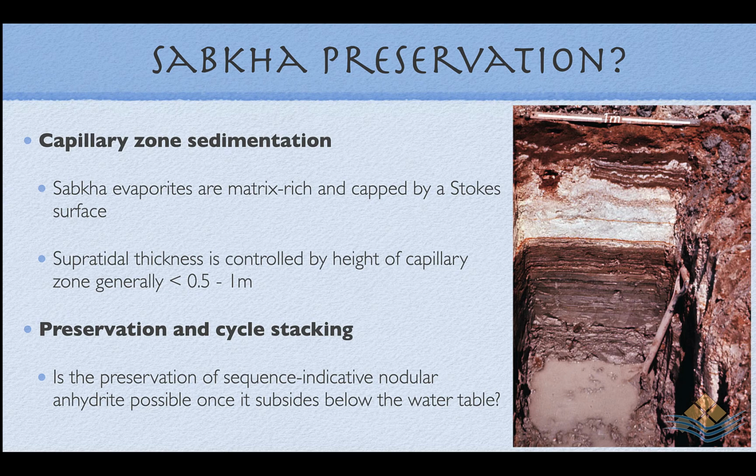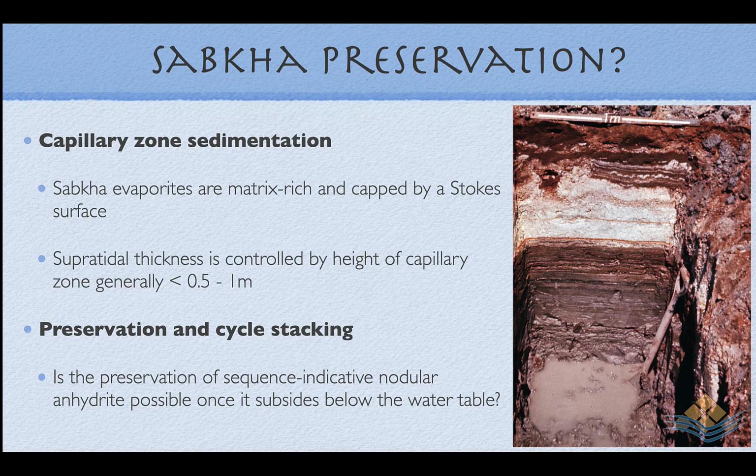grow in a pre-existing matrix, and they have a capping deflationary or Stokes surface, and that individual cycles within that zone, that supra-water table zone, or if you want to call it supratidal in a marine margin setting, that thickness is controlled by the height of the capillary zone. And the height of the capillary zone, with sufficient permeabilities to facilitate capillary rise, will be between 0.5 and 1 metres.